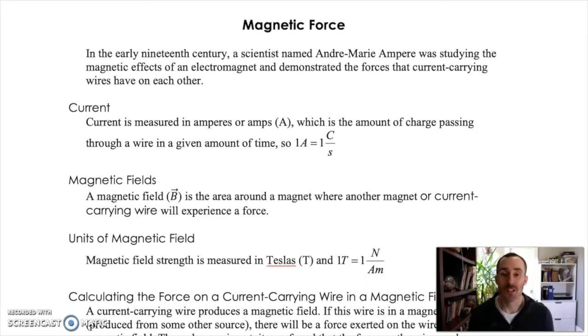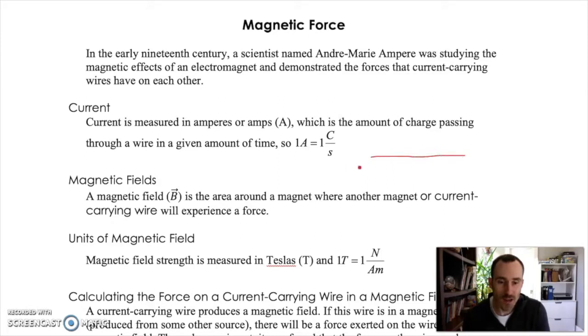The first one is current. Current is measured in amps, named after said scientist, and 1 amp is defined as 1 coulomb of charge flowing past a point per second. So 1 amp, 1 coulomb per second, looks like this.